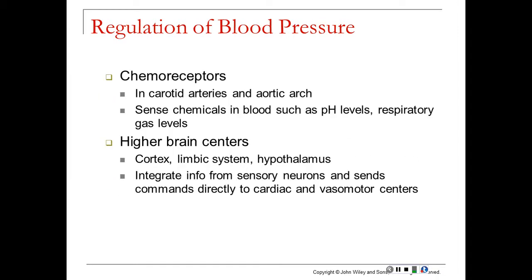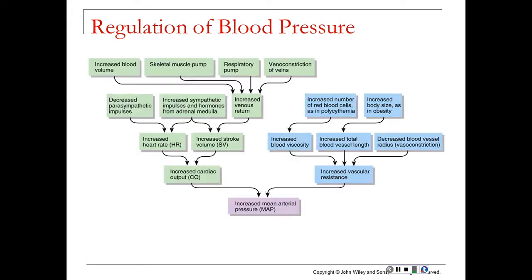There's also special chemoreceptors within the carotid and aortic bodies that are sensing things like pH as well as respiratory gas levels like carbon dioxide and oxygen, and they're going to adjust heart rate and respiration rate accordingly as well. There's also higher centers in the brain that are going to help to regulate blood pressure. Certain areas of your cerebral cortex as well as your limbic system and your hypothalamus are going to play a role in that. They're ultimately integrating information from sensory neurons. Then they're going to send commands to the cardiac and vasomotor centers of the medulla oblongata.